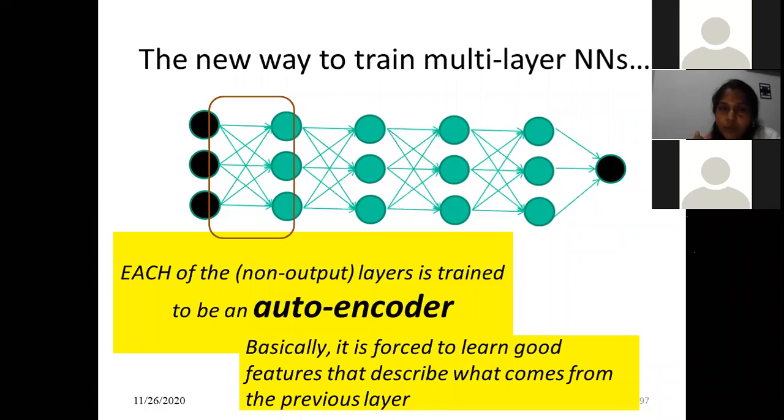So here it would be also known as autoencoder. The input information is preserved and it is encoded when it is moving towards the next hidden layer. It is forced to learn good features. So this feature selection method or feature extraction method basically happens in the first layer.